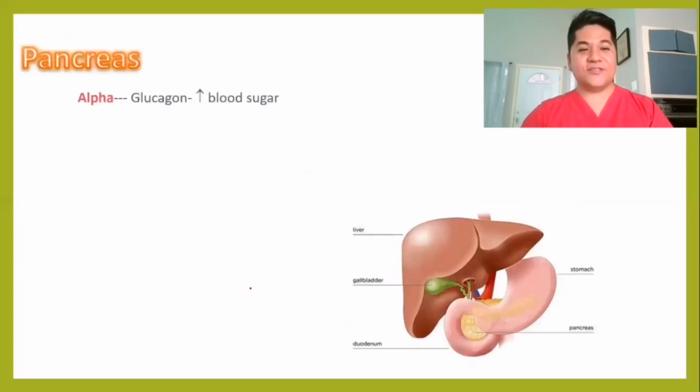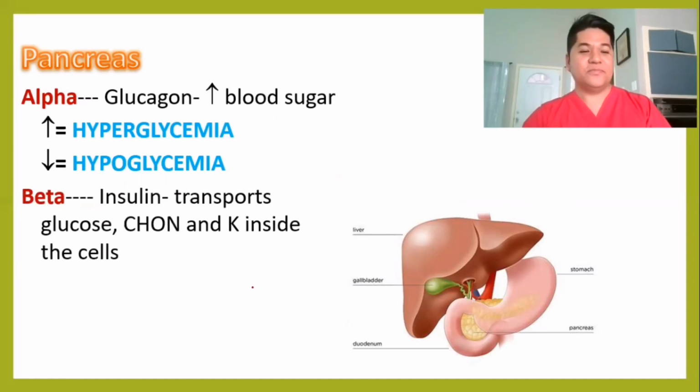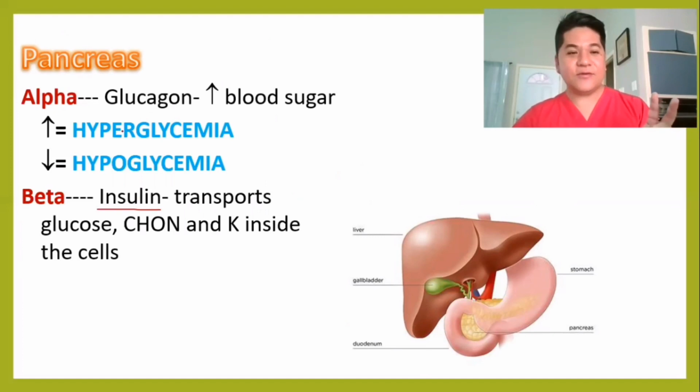Moving on to your beautiful pancreas. Now, the pancreas has two cells, the alpha cells and the beta cells. The alpha cells secrete glucagon, while the beta cells secrete your insulin. Remember that. Now, what are the functions of this?